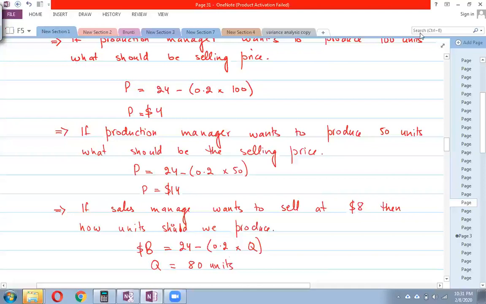Are you getting 80 units? So at this price, the production manager should produce 80 units, right? Useful, isn't it? You see, when this is going to move to the other side of the equation, you're going to have negative on this side, and you'll already have negative on this side. Negative and negative will be cancelled out, and you'll have positive units.